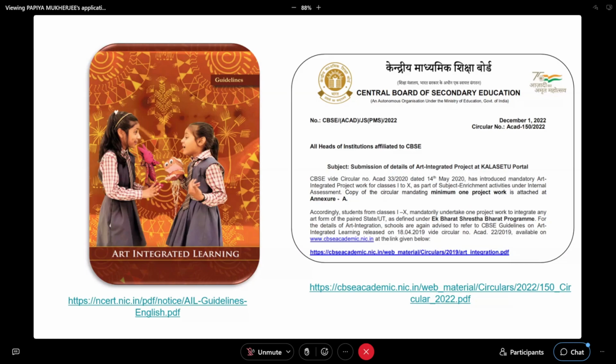This is the guideline that NCERT has given on art integrated learning, along with various circulars from time to time. December 1, 2022 is the circular issued by CBSE, wherein a new portal has been introduced. It says art integration has to be there, and Kala Setu, the portal, makes art integrated projects mandatory for classes 1 to 10. Minimum one project has to be taken up, mandatorily done with the partner state as given in Ek Bharat, Shresht Bharat. All of us are doing this.